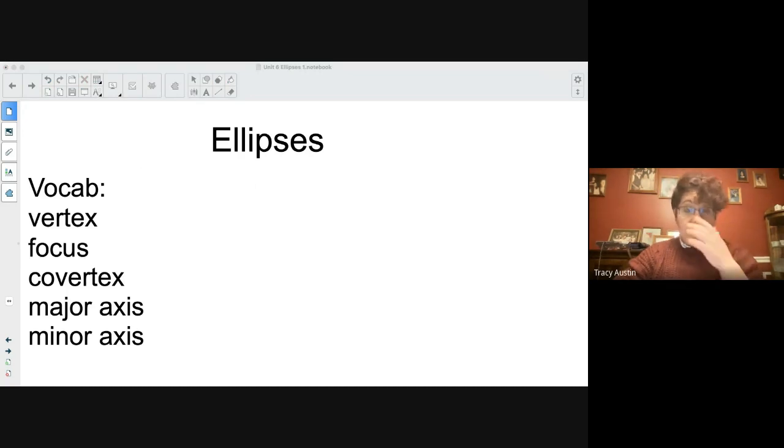All right, so we have some specific vocabulary that we need. You already know what a vertex is. So I need you to understand something. In a parabola, we also call the vertex the center. In an ellipse, the vertex is not the center. (h, k) is the center, but the vertex is a point that is not at that same place.